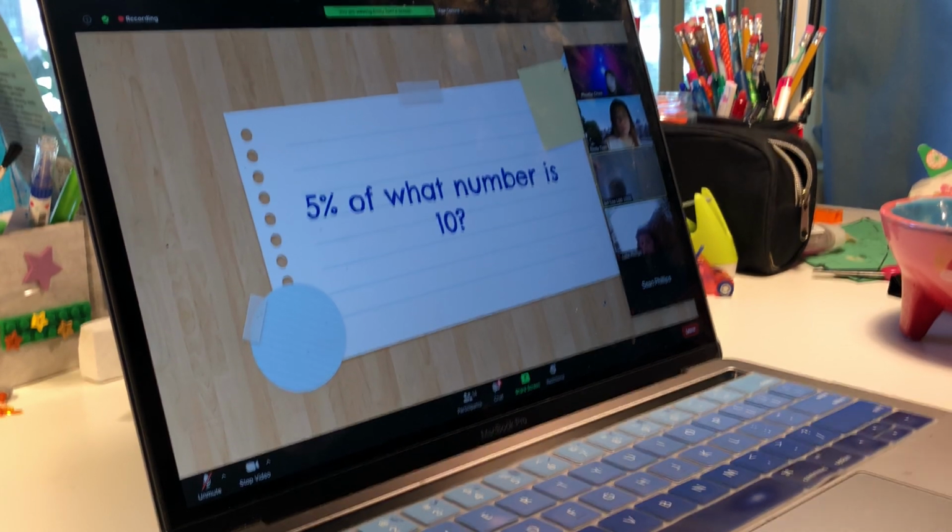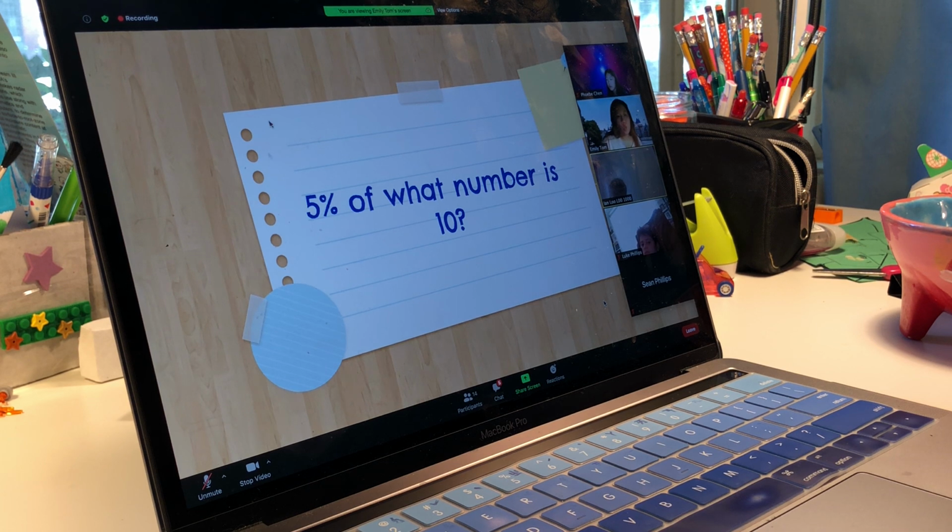Alrighty. 5% of what number is 10? So we're looking for this number right here. When you take 5% of that number, you would get 10.